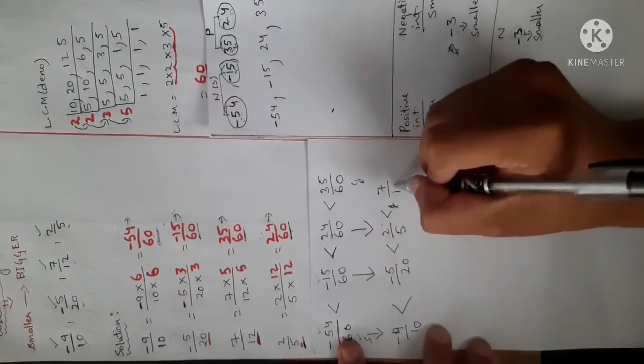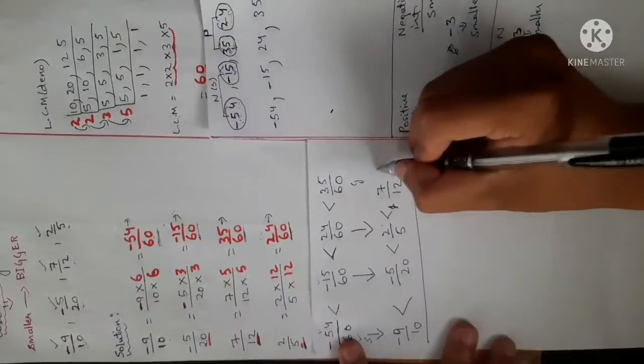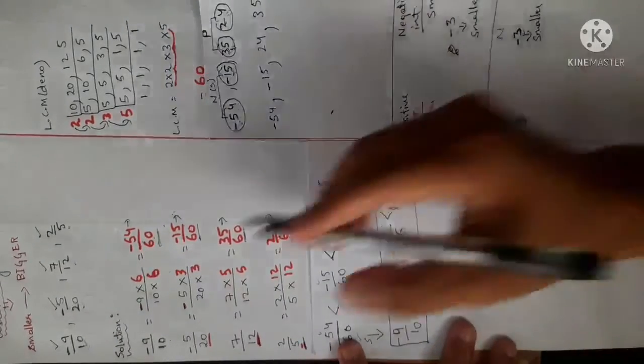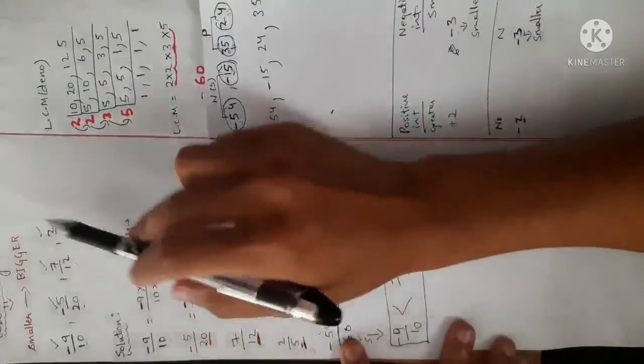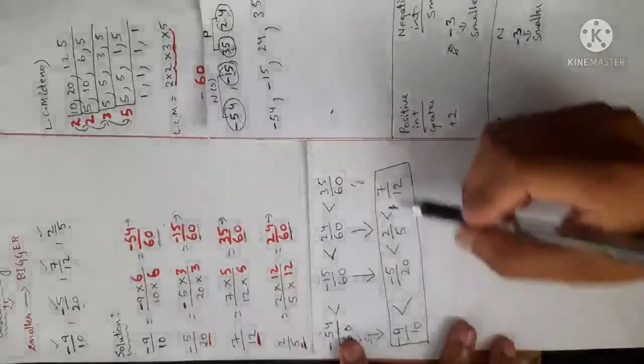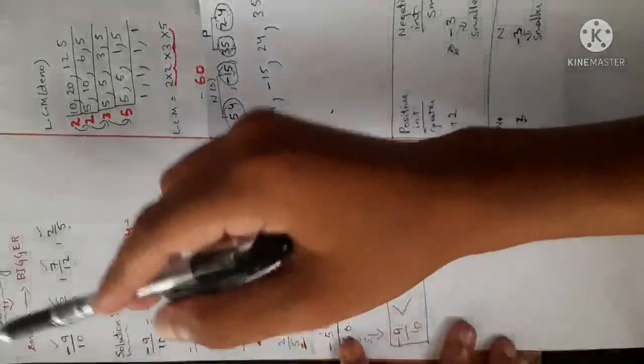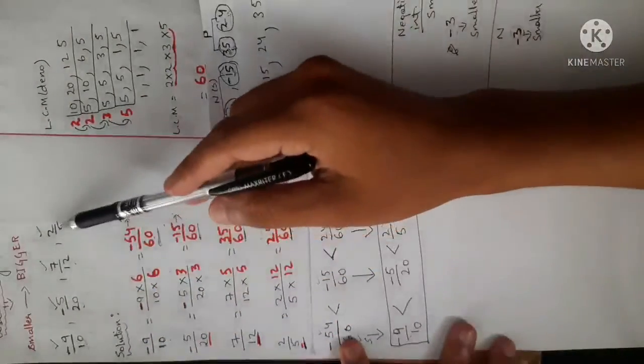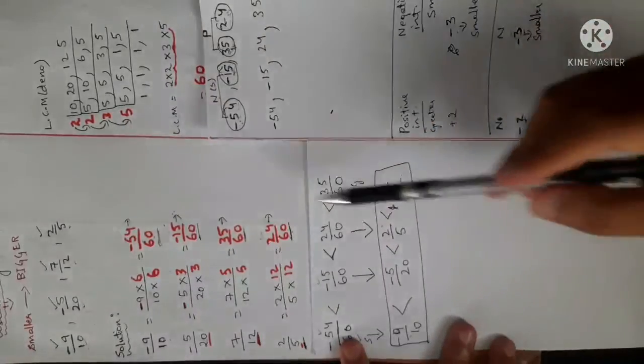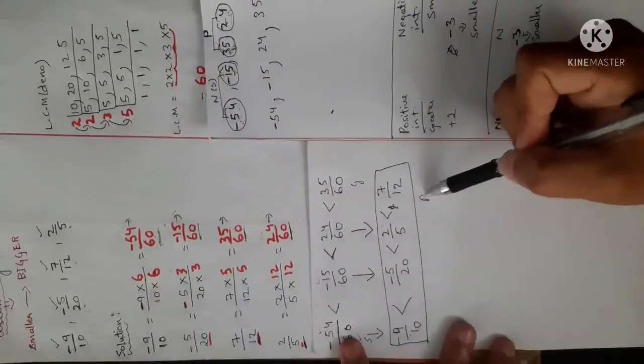So now we have got the ascending order of these given four rational numbers. This is the ascending order: minus 9 by 10, minus 5 by 20, next 2 by 5, which is smaller than 7 by 12. So hence this is the answer.